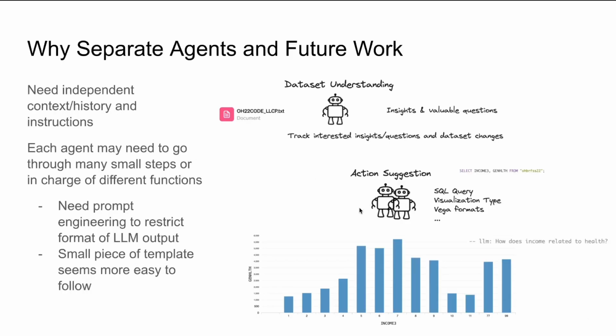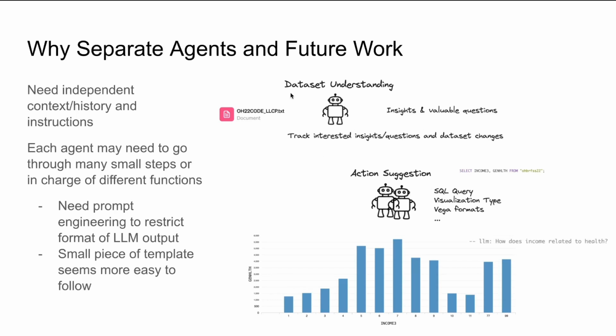So why do we need separate agents? Because when I tested this process, I found that we sometimes need independent contexts or histories and independent instructions or global prompts. And each agent may need to go through many small steps or be in charge of different functions.